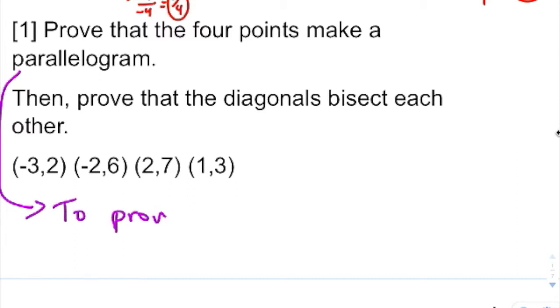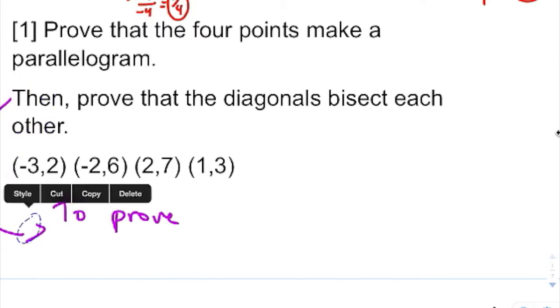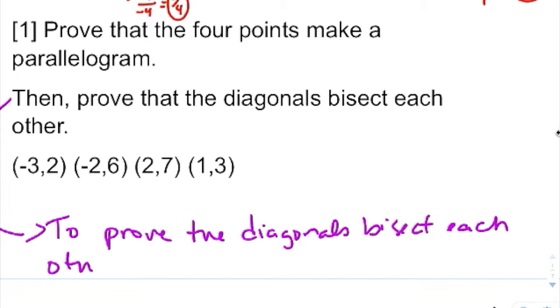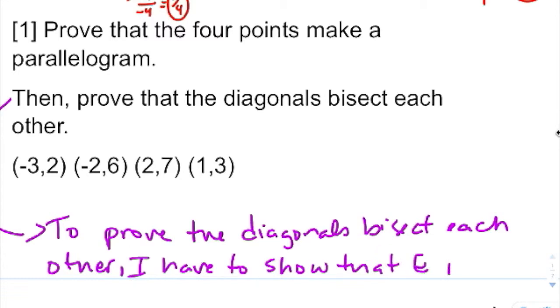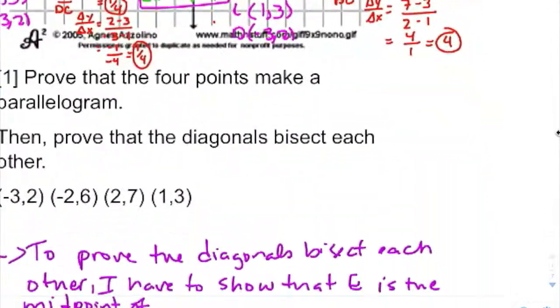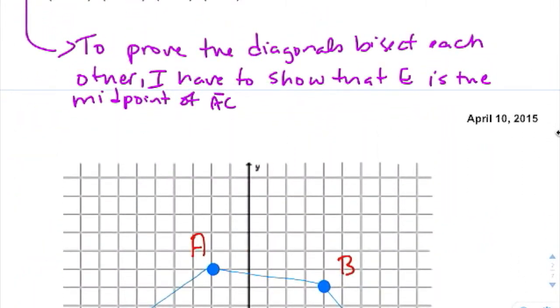Okay, so to prove the diagonals bisect each other, I have to show that E is a midpoint of, I'll go back up here, AC and BD by using the midpoint formula.